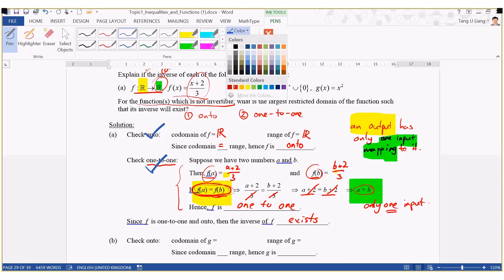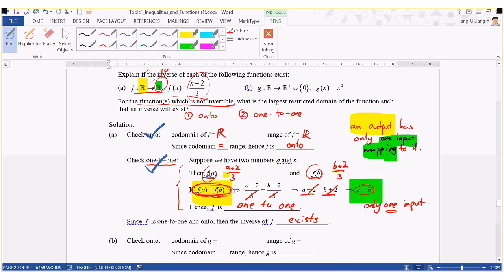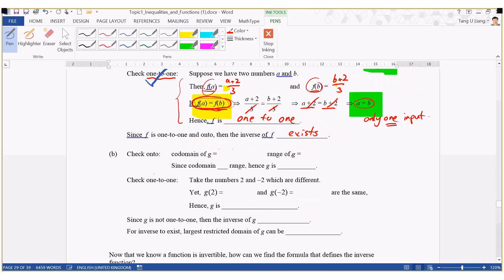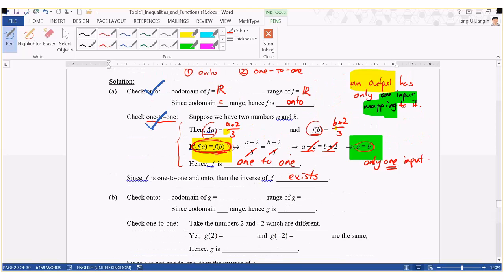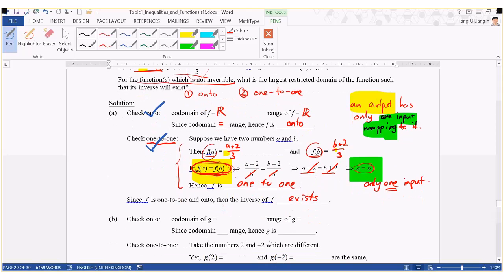Once we do x square, I want you to compare the working in A and the working in B and see the differences, because we are going to actually show that x square is not invertible. So the same thing, if you want to check that x square is invertible, we have to find the codomain of G, and also the range of G.